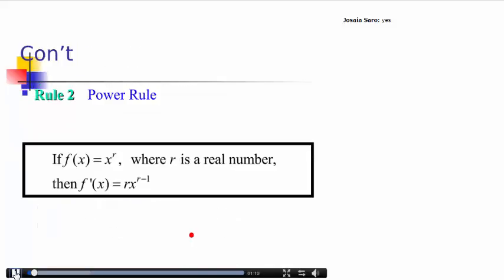Good. Then we have a power rule, which is again a very common rule that we know. If f(x) is equal to x to the power r, where r is a power and it's a real number, then f'(x) will be equal to, we will bring that power in front, so that power will get multiplied in front, then we do -1 to the power. Easy to remember? I don't think you would be having problem in this rule as well. So let's just move on.